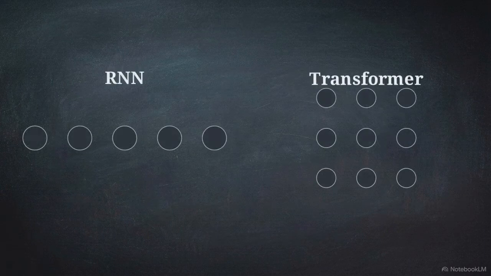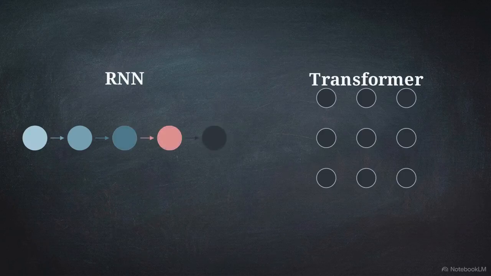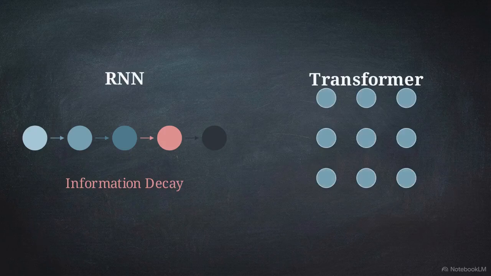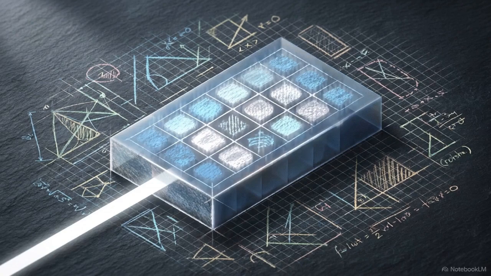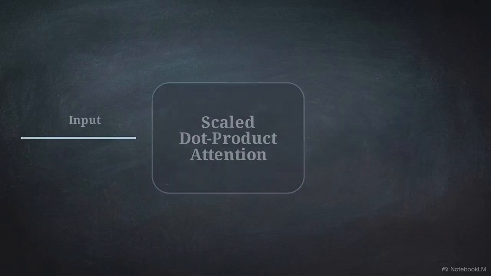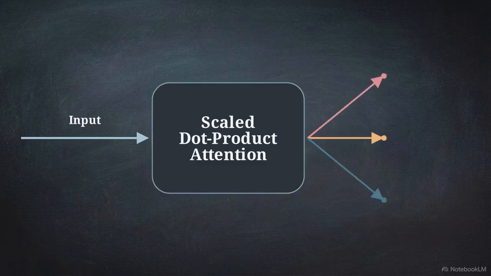On the left, the RNN evaluates a sequence step by step, with information decaying. On the right, the transformer processes an entire sequence matrix simultaneously. Through parallel matrix multiplication, it achieves an O of 1 path length. Every piece of data connects in a single step. To understand how this works in practice, we will trace the exact mathematical life cycle of a sequence as it passes through the scaled dot product attention mechanism.